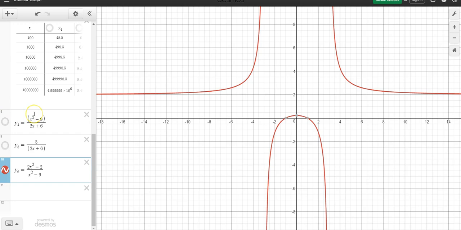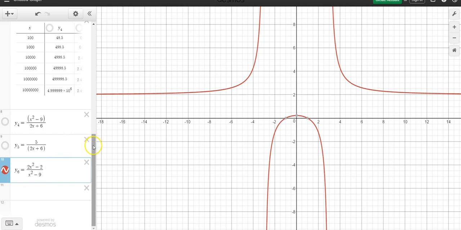So to recap, if the numerator has a higher degree, a higher exponent than the denominator, then you know that there's not going to be a limit at all. As x gets infinitely big, y gets infinitely big. If the denominator has the higher degree, then there will be a limit and it will be 0. As x gets infinitely big, y gets close to 0. If the numerator and the denominator have the same degree, then you look at the coefficients of the highest degree terms. And whatever that reduces to, that's going to be your limit. So 2x squared divided by x squared is just 2. And that will be the horizontal asymptote.